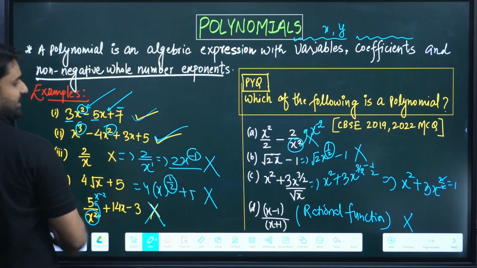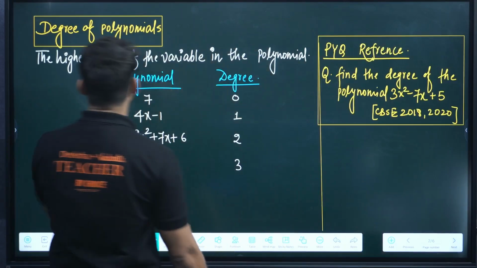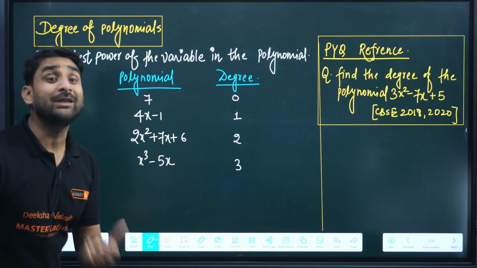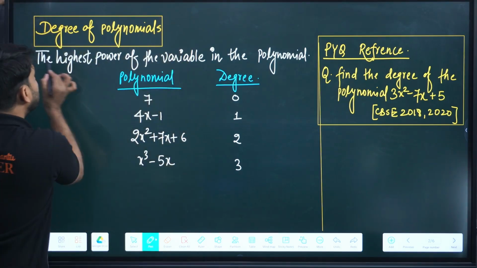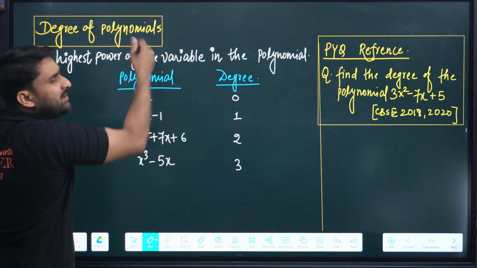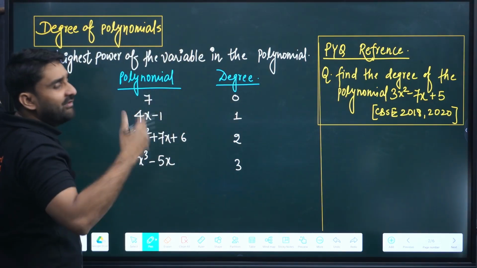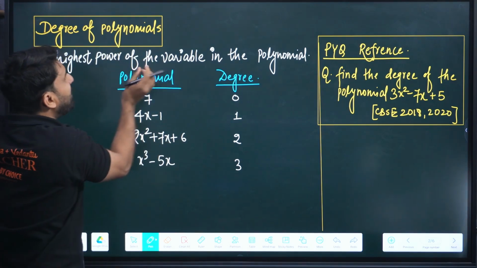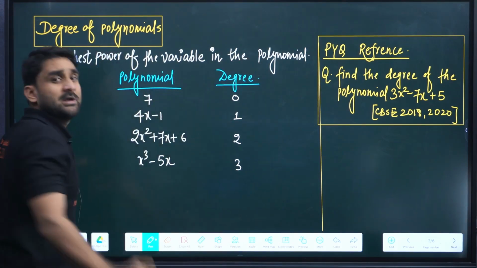Now moving to the next slide. So, degree of polynomial. What is called the degree of a polynomial? My dear champion, the highest power, you can also say the highest exponent of the variable. So the highest power of the variable in the polynomial is called the degree.